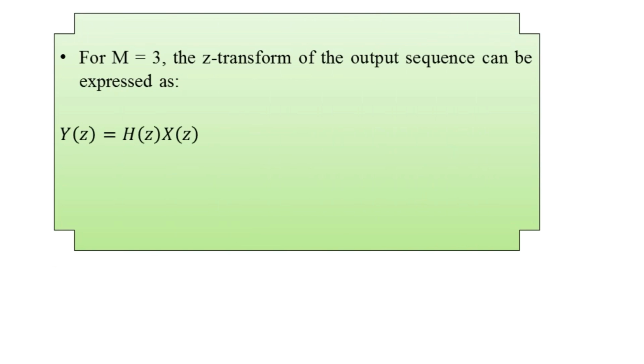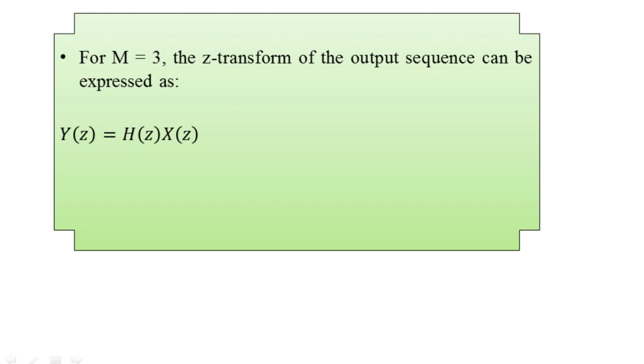So for example, if we select the capital M decimation factor to be equal to 3 here, the Z transformation of the output sequence we can express by an equation like this. In general, we have the output sequence in the Z domain denoted by capital Y of z, obtained by the filter function H of z operated over the input discrete time sequence X of z.